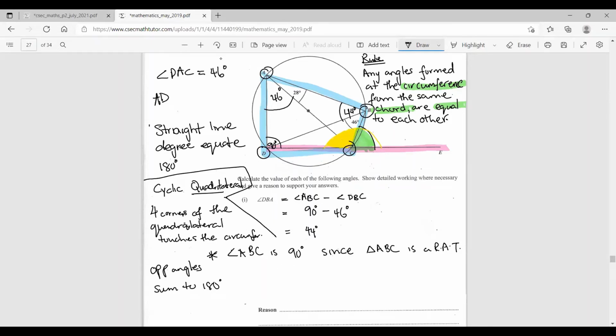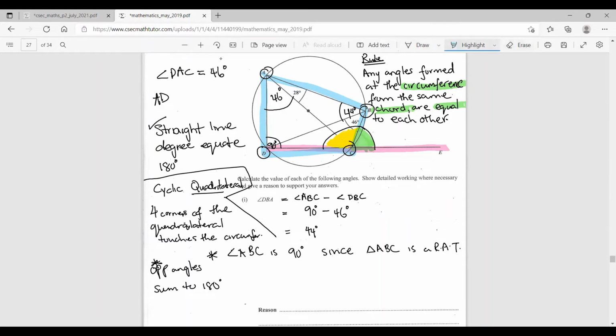So we're watching two things. We have a straight line, which is this. But in order for us to find out the green part of the straight line, we need to find the yellow part of the straight line. And the yellow part of the straight line is inside a cyclic quadrilateral. And we know the rule of a cyclic quadrilateral is that opposite angles sum to 180 degrees.